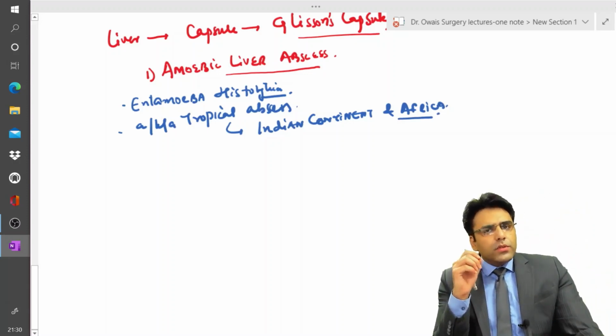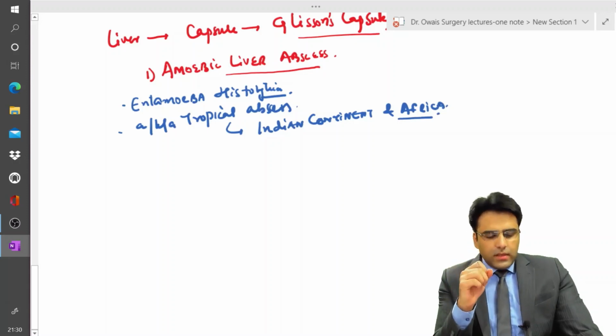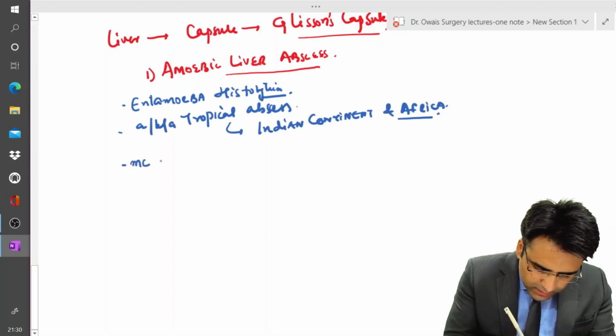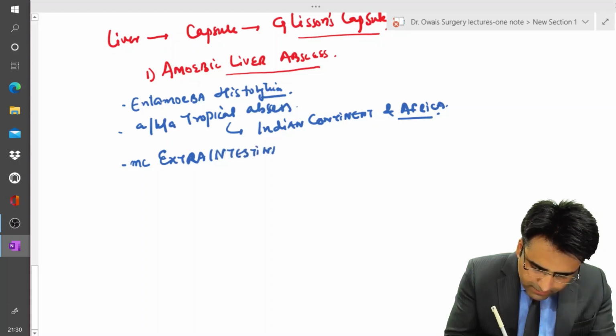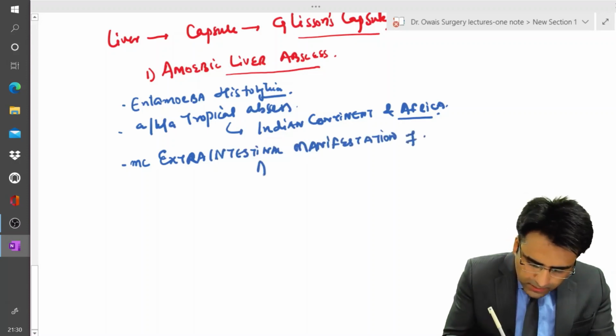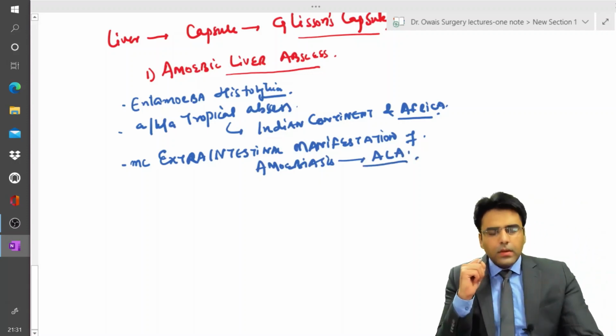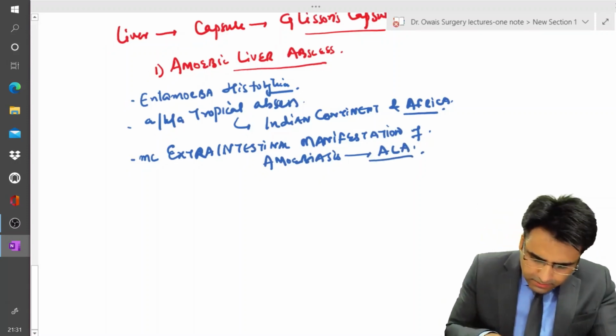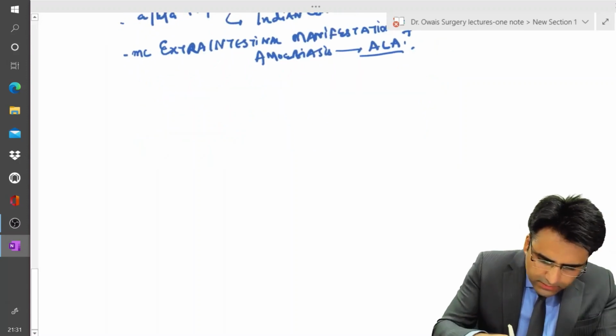Now, what is the most common extra-intestinal manifestation of amoebiasis? The answer is liver abscess. So, the most common extra-intestinal manifestation of amoebiasis is amoebic liver abscess. Clear? Now let us discuss the pathway of the spread of this infection.